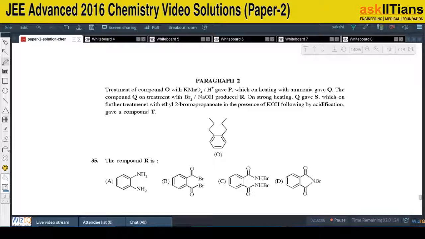The treatment of compound O with KMnO4/H+ gave a compound P, which on heating with ammonia gave Q. The compound Q on treatment with bromine in the presence of NaOH produced R. On strong heating, Q gave S, which on further treatment with ethyl 2-bromopropanoate in the presence of KOH followed by acidification gave a compound T. The compound O is given to you. Now you have to find out: question number 35 is what is compound R, and the other question is what is compound T.